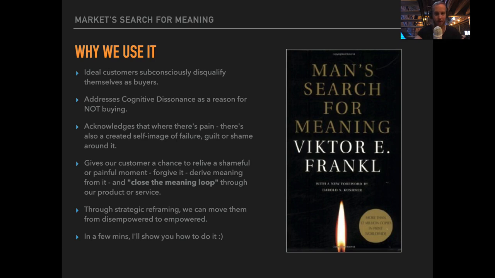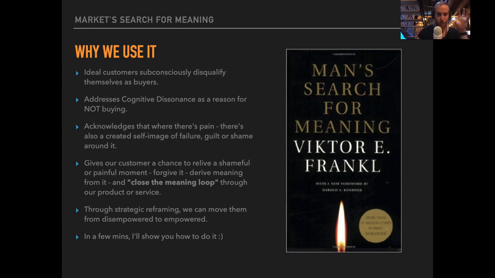So what this template does is it gives our customer a chance to relive and retrace their steps to that shameful or painful moment that they believe themselves responsible for, forgive themselves for it, so self-forgiveness, which we're going to talk about a little bit later, and derive meaning from it. So this is a reframe. The classic Man's Search for Meaning logotherapy is all about reframing a situation.